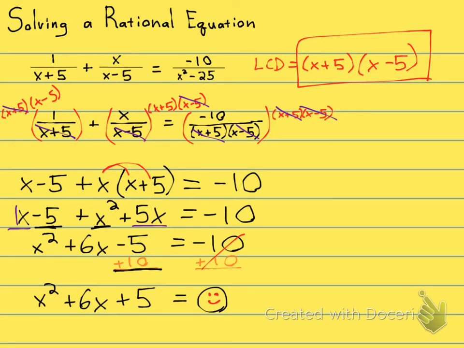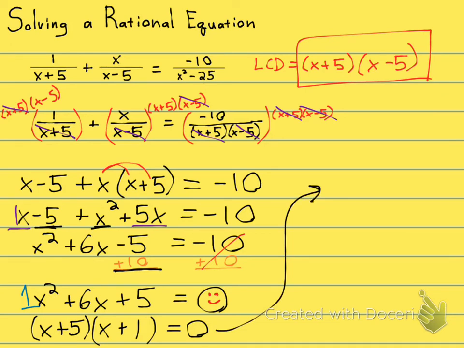Now I need to factor what I have here on the left-hand side, and set all of my factors equal to 0. So when I factor this, it's going to be x and x, 5 and 1, plus and plus. Okay, if you need some factoring help, go look up factoring trinomials with a leading coefficient of 1. And now I have to set all of my factors equal to 0. So let me move this up here. I'm going to have x plus 5 equals 0. And I'm also going to have x plus 1 equals 0.